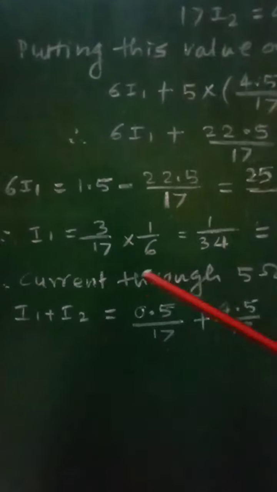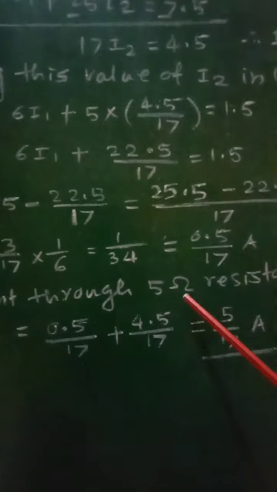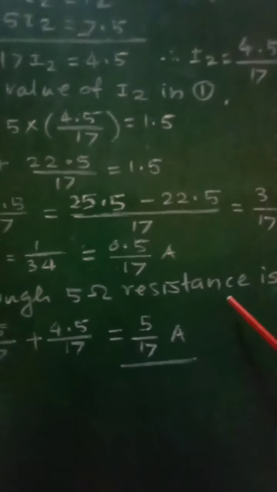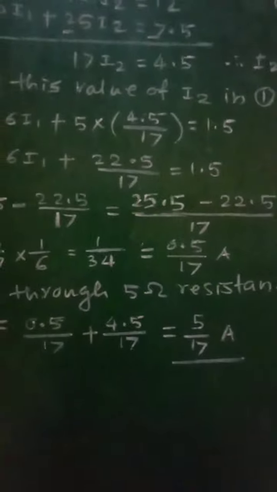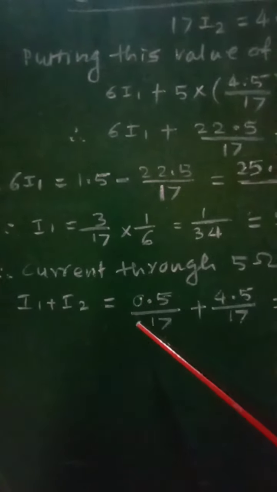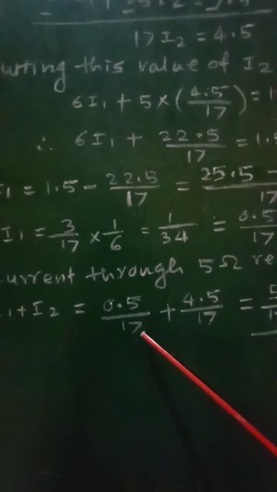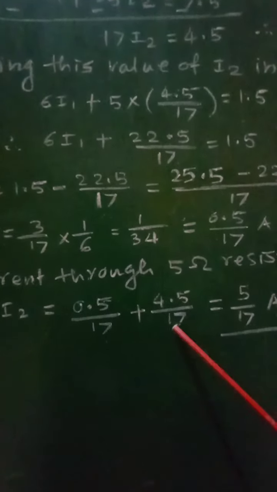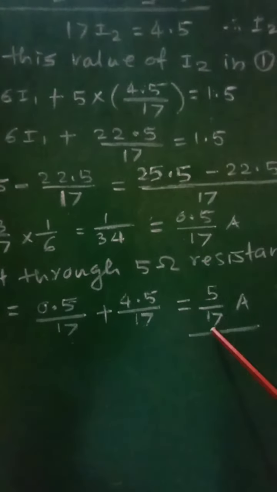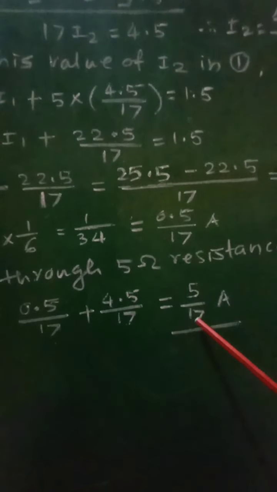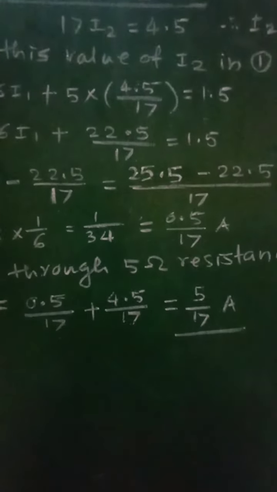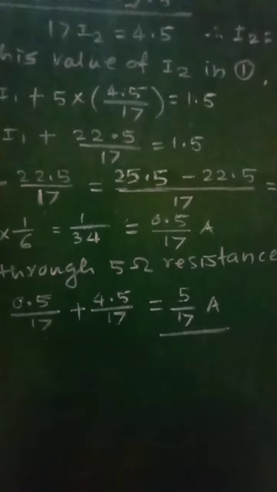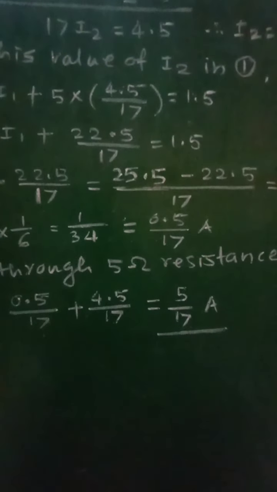And therefore, the current through the external resistance, that is the 5 ohm resistance, that is I1 plus I2, will be equal to 0.5 upon 17 plus 4.5 upon 17, which comes out to be 5 by 17 ampere. So this will be the current flowing through the external resistance of 5 ohm.